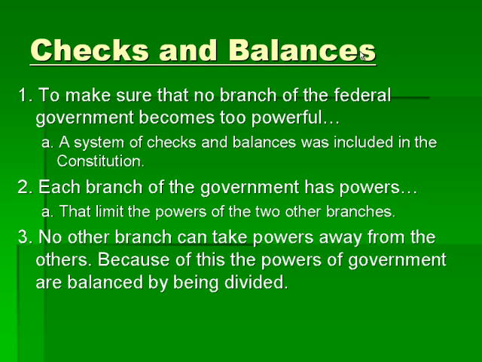No other branch can take powers away from the others, so whatever powers they have, that's what they have. Because of this, the powers of the government are balanced by being divided. And that's a big key of how our government works. Our government is balanced because no one group has too much power, and if a group is taking more power than they deserve, the other branches put them in their place. So that's separation of powers and checks and balances.